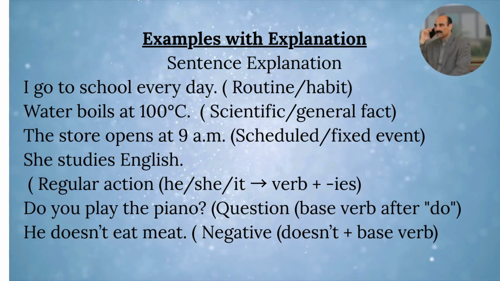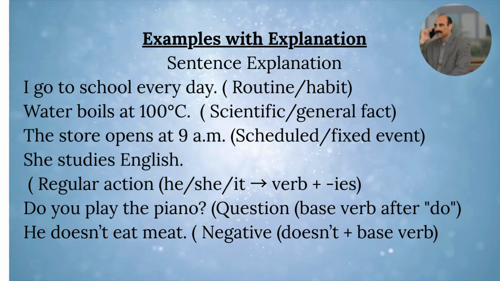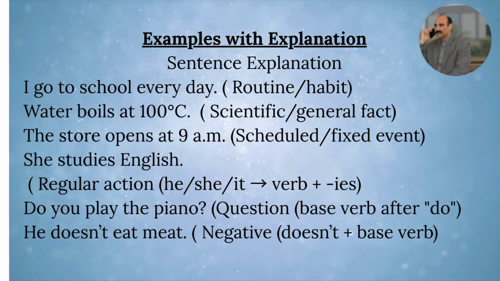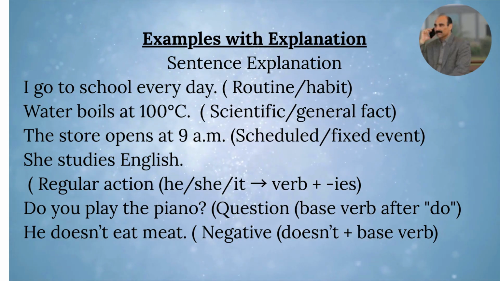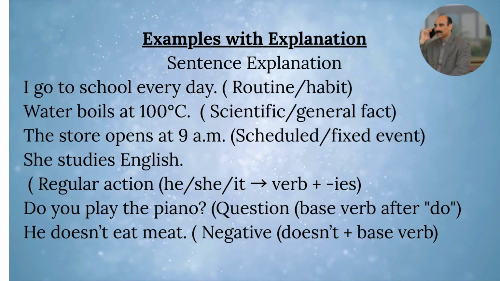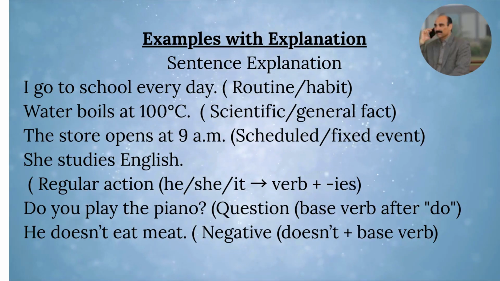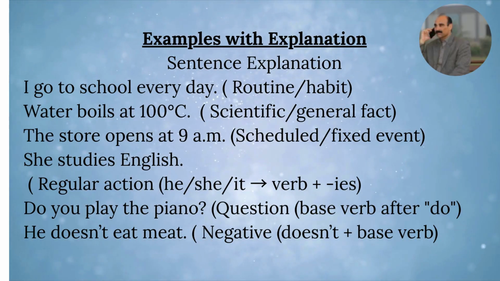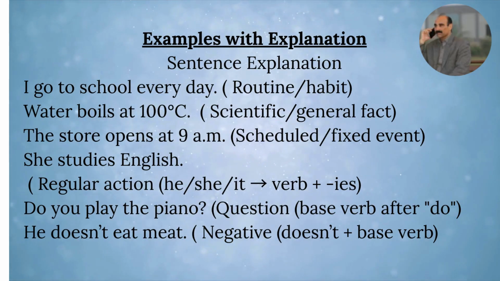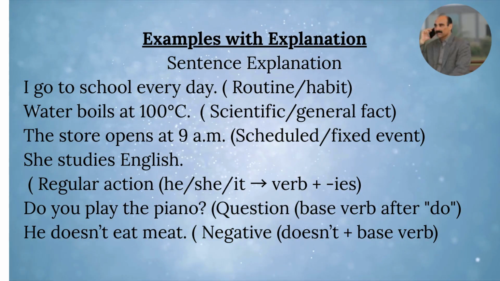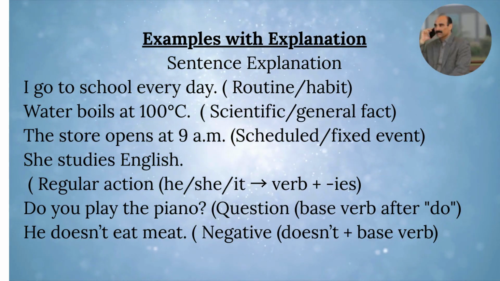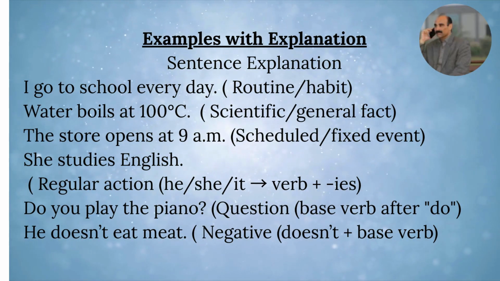Now let's go over the main points again. We use simple present tense to express routine or habit. For example, I go to school every day. This is a routine work. We also use simple present tense to express scientific or general facts. For example, water boils at 100 Celsius. Now, this is a scientific fact. We also use simple present tense for schedule or fixed event. For example, the store opens at 9 a.m.